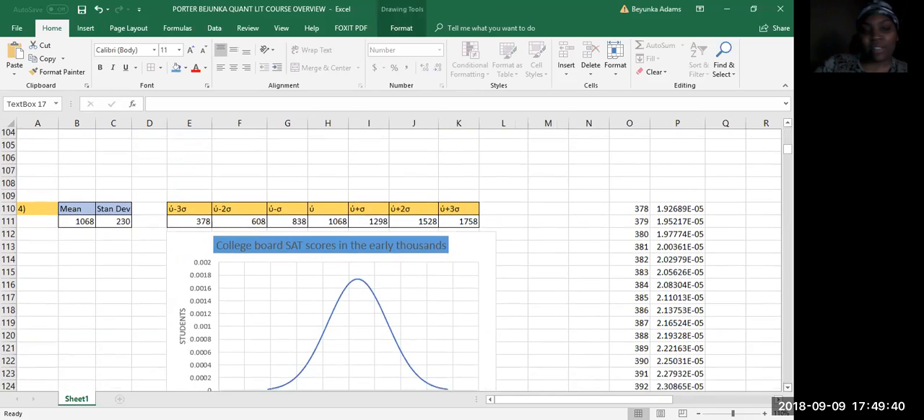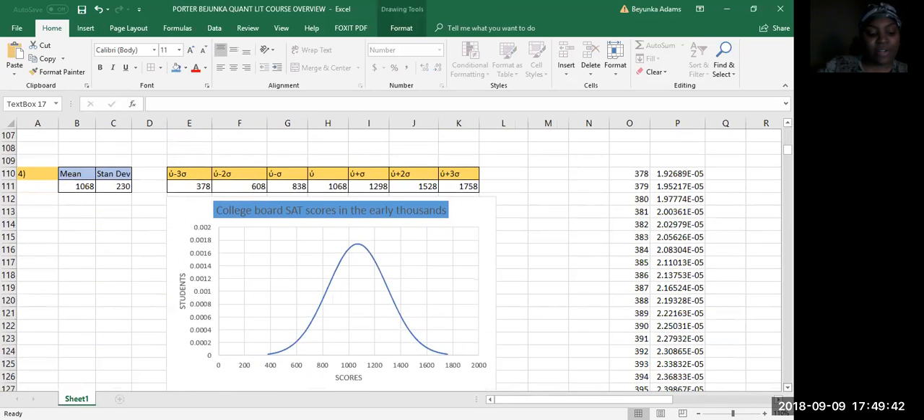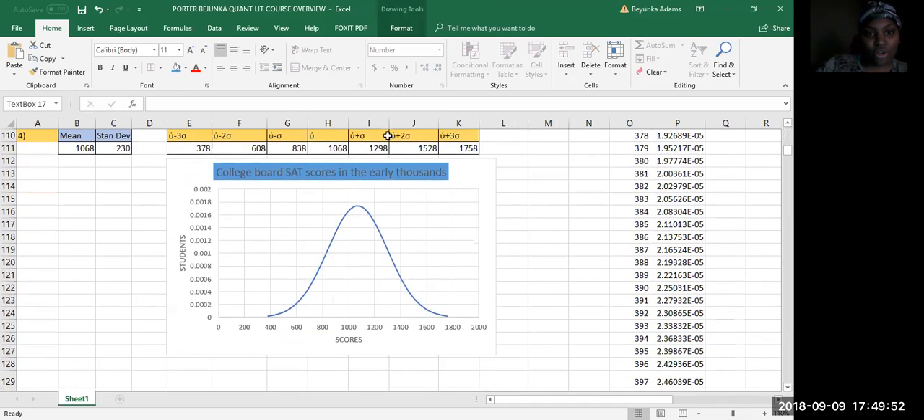Number 4 has to do with mean and standard deviation as well. And we had this chart right here on our homework. Basically we're finding the College Board SAT scores in the early 1000s. Down here we have the scores. Over here we have the students. The mean we have is 1068 and the standard deviation is 230.